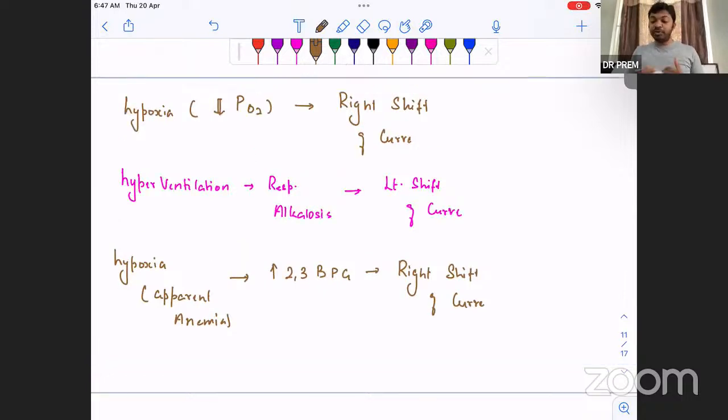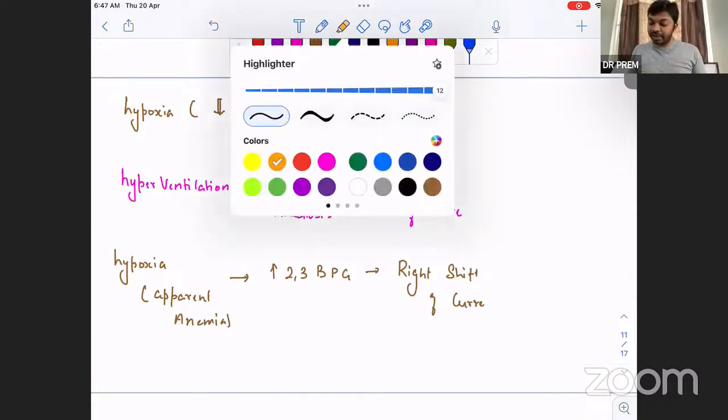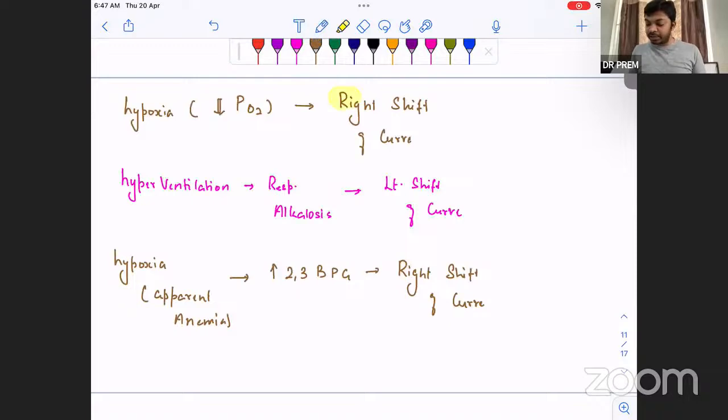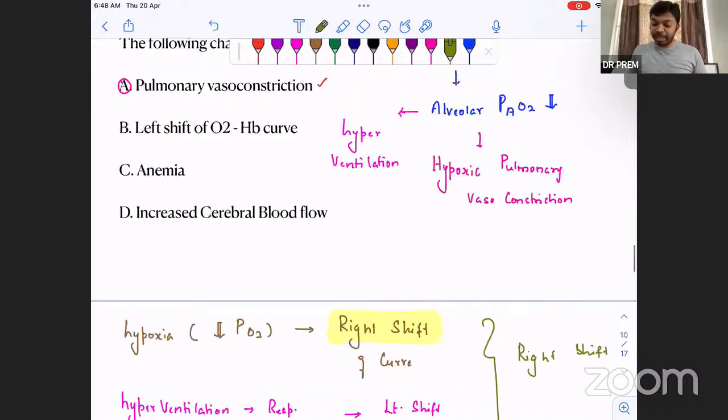Because of the dual effect, the curve will ultimately be shifted to the right, doctors. Please remember, the net effect is going to be a right shift of the curve. Never forget this. Is it going to be only a right shift? No. There is one factor that will cause the curve to shift to the left, and that is alkalosis, increased pH. But the net effect is going to be a right shift of the curve. So B is not going to be the right answer.